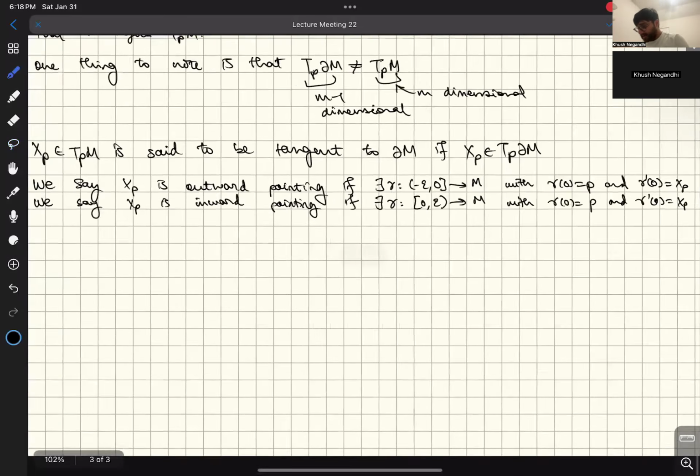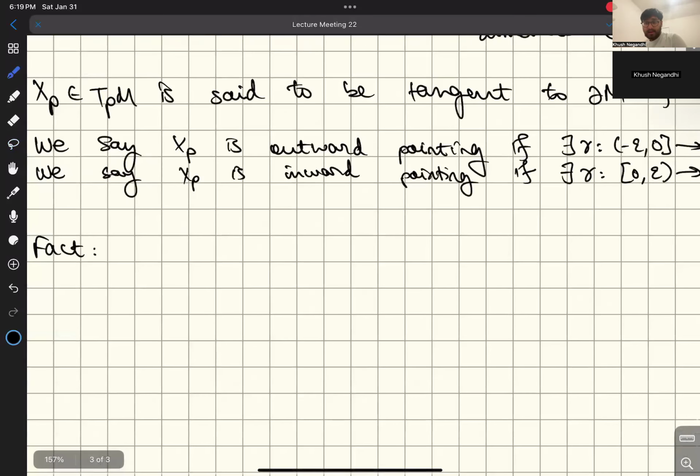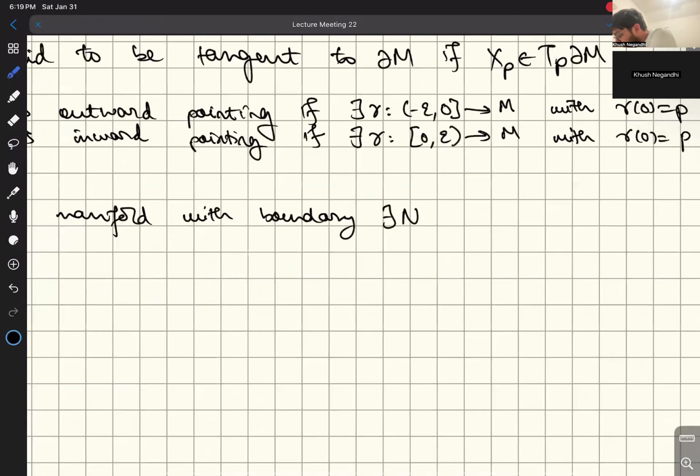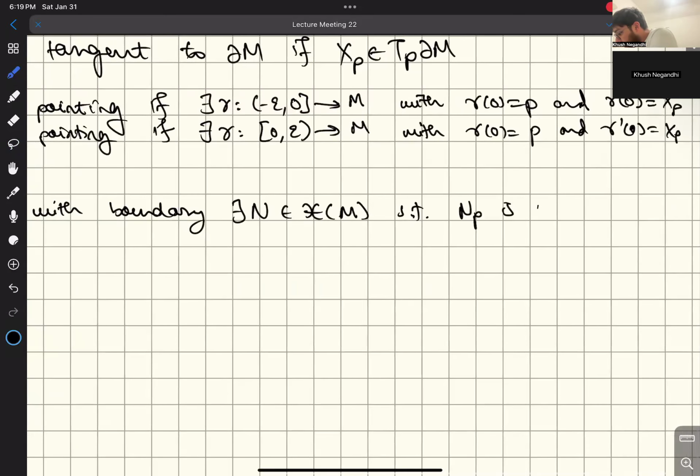We're going to use the following fact. Fact: for any manifold with boundary, there exists an outward pointing vector field on the boundary. That is, there exists N, a vector field, such that N_p is outward pointing.